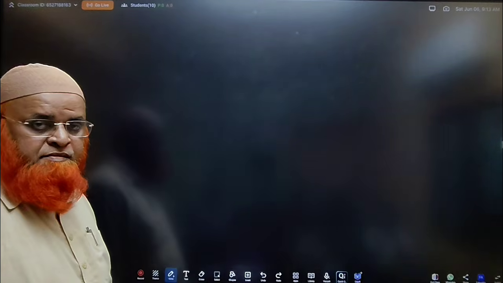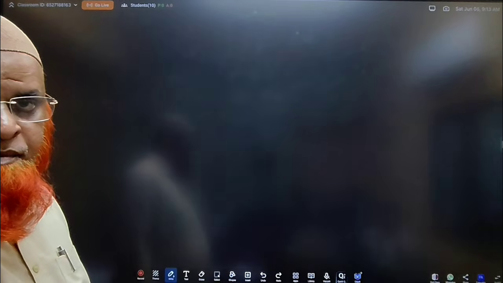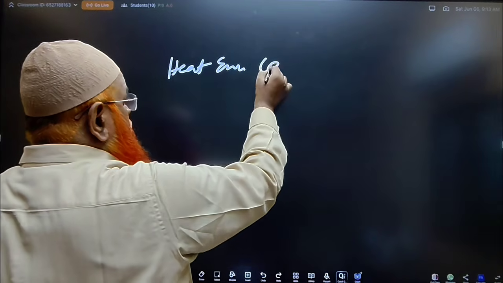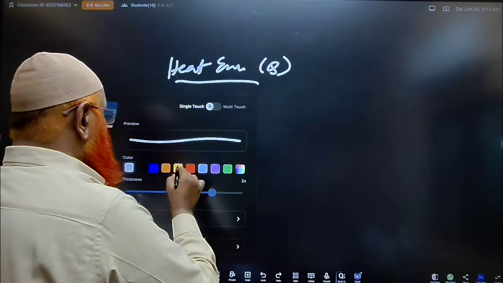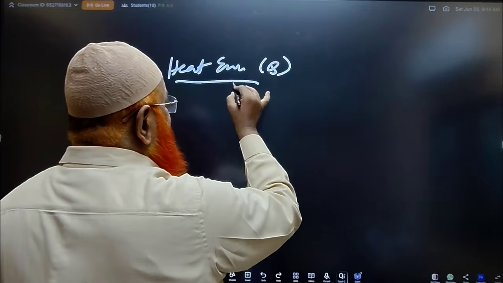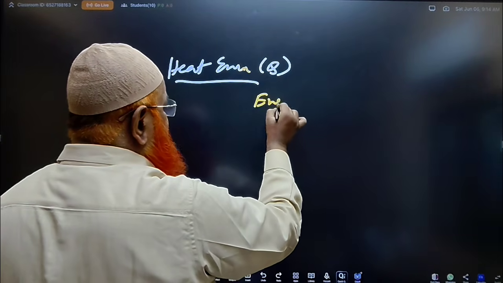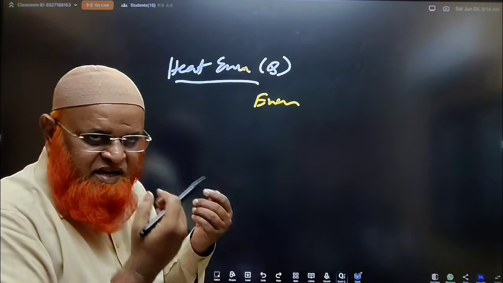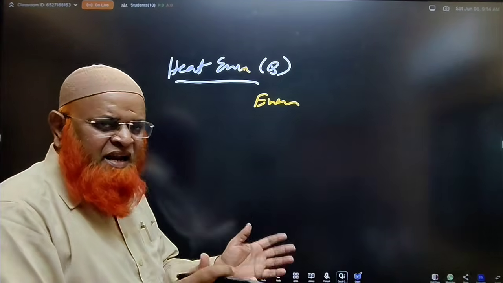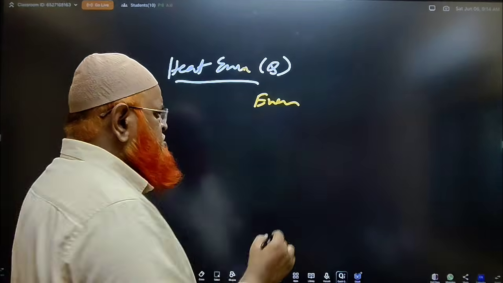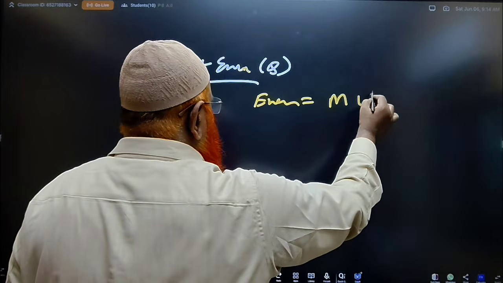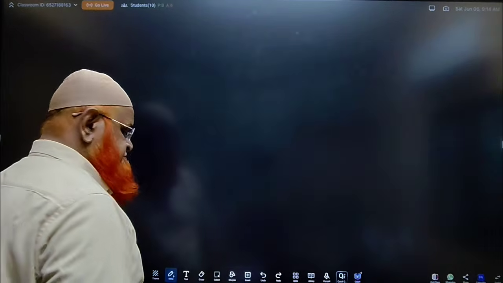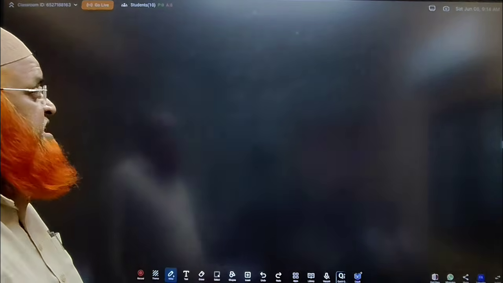Heat energy. So what is the dimensional formula for quantity of heat energy? See, quantity of heat energy or any energy you take has the same formula. Don't worry whether it is heat energy, light energy, or electrical energy, the dimensional formula is the same, M L square T power minus 2. Then what is the next formula? Specific heat capacity.